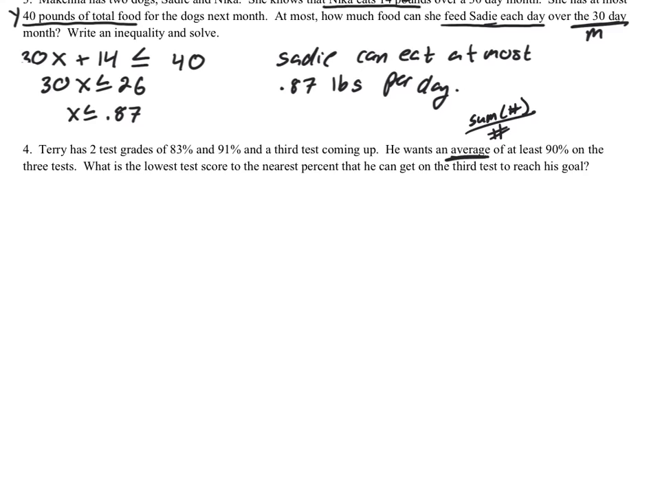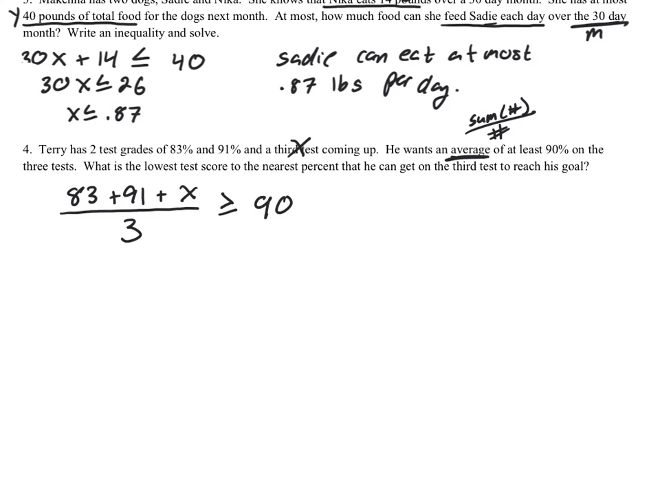So if we're looking at finding an average of these three test grades, one of them we don't know. So we're going to call this third test X. So he got an 83%, he got a 91%, and he has an unknown test. To average them, we divide by 3, because that's how many tests we took. Now, Terry says he wants at least a 90%. So that's going to be his total. And we want his 3 tests to average out to greater than or equal to that 90%.